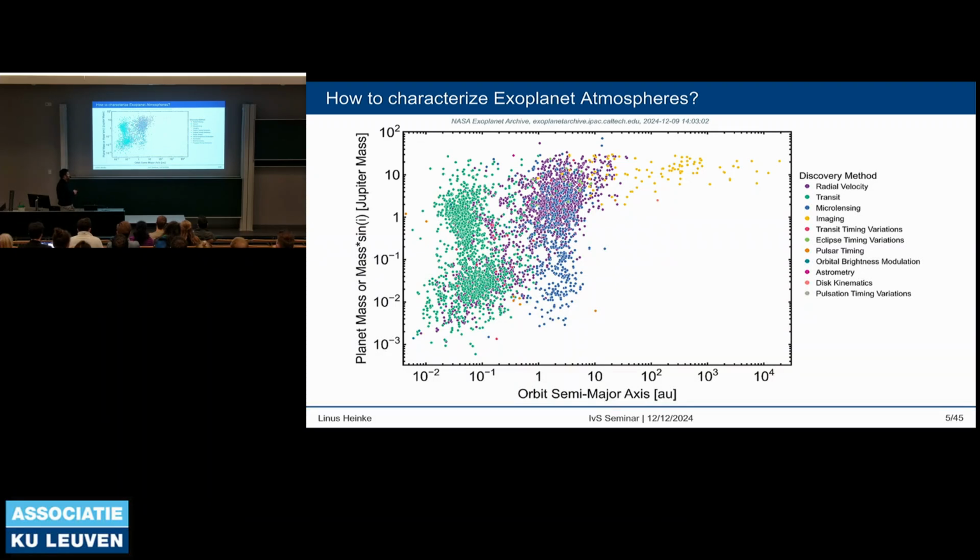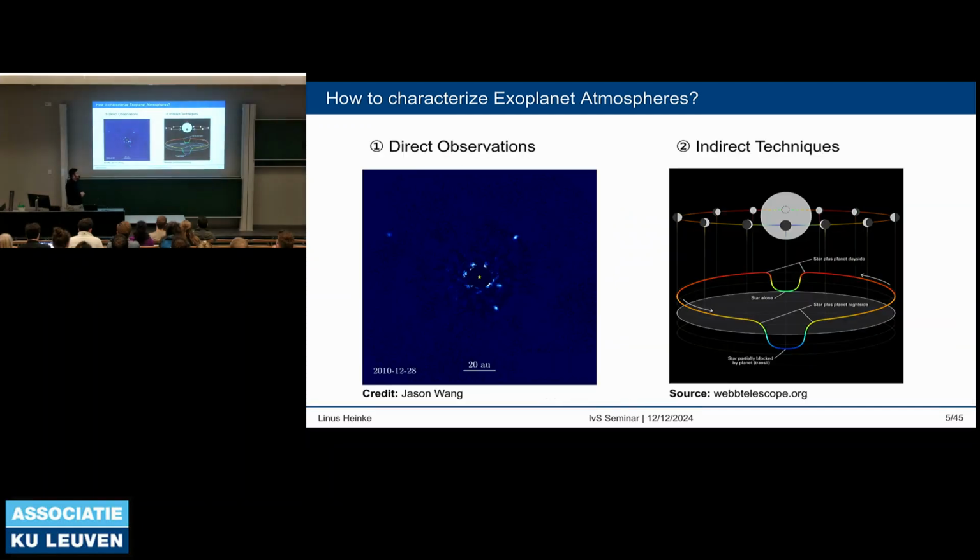But if we want to study the atmospheres of these kinds of planets, we have to switch to indirect techniques. These indirect techniques study in different ways basically just the light from the star, but it's not just the light from the star, it will be the light from the star and potential planets. Then you can try to disentangle the planetary signal from this combined signal.